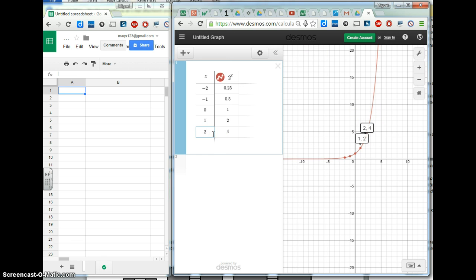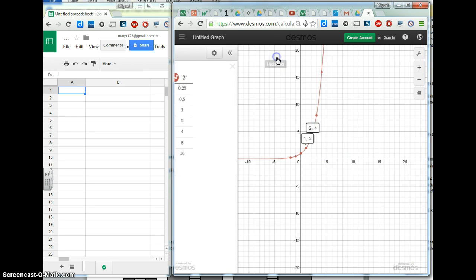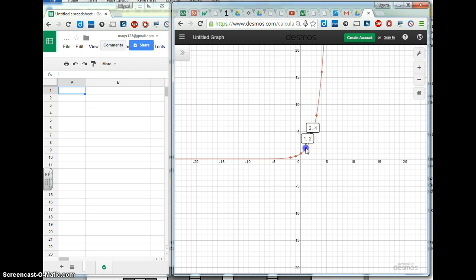You can make it go on, 3, 4, okay? So all of these are multiplying by 2. All right, so that is this graph right here. It's the basic one. We're going to reference this one all the time.